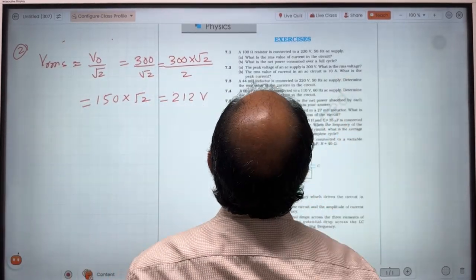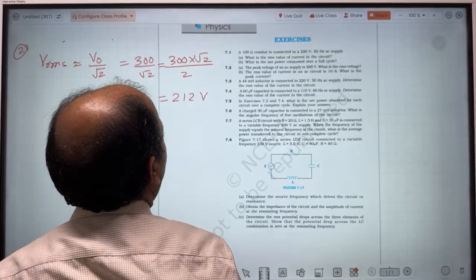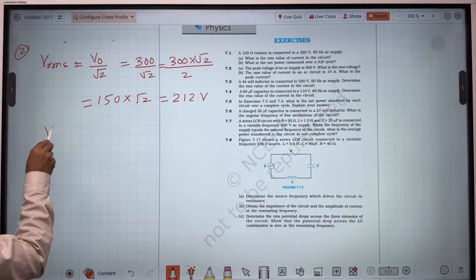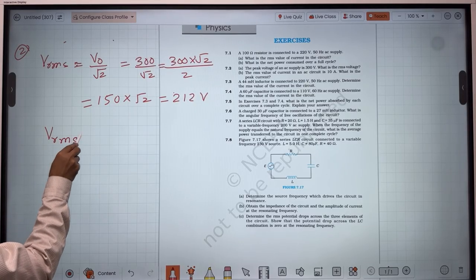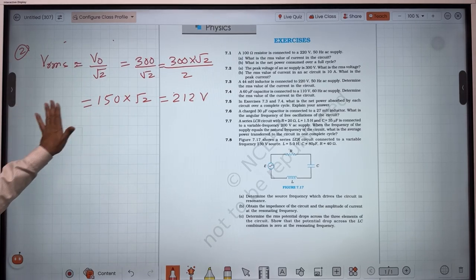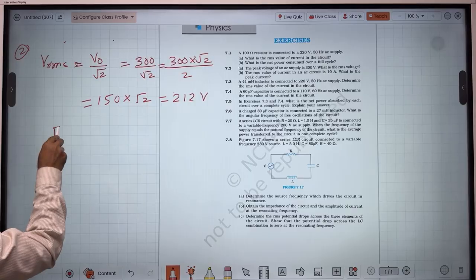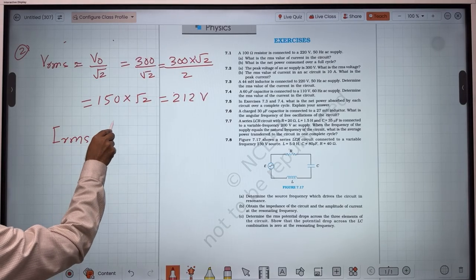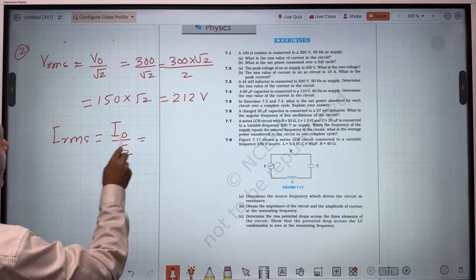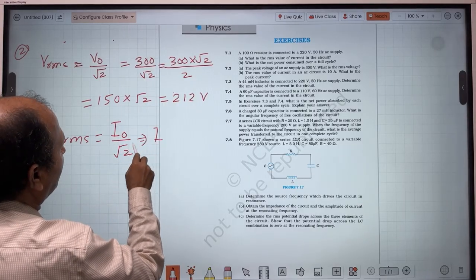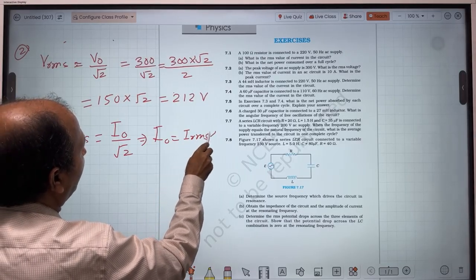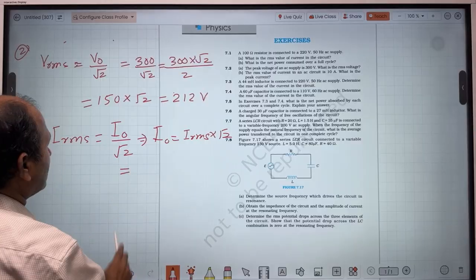And after that, what more is to be found? The RMS value of current in an AC circuit is 10 ampere. What is the peak current? You remember the relation? VRMS is equal to this thing, and in terms of current, you can write IRMS is equal to the peak value of current divided by root 2, and we have to find out the peak value. So I0 will be IRMS multiplied by root 2.